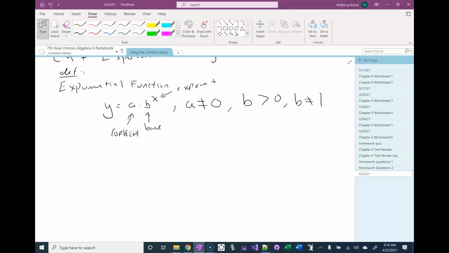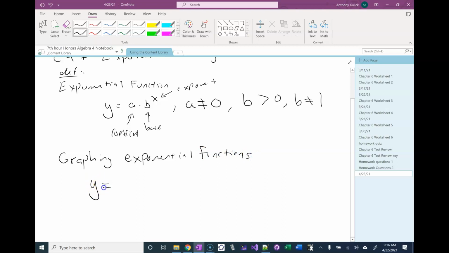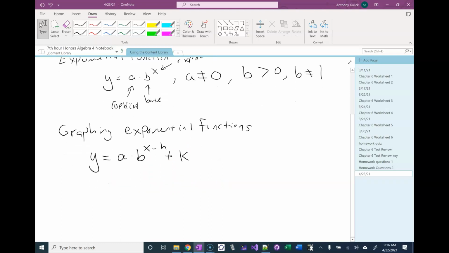So what we'll talk about here in this first section, we're going to talk about graphing exponential functions. And the general form for our exponential functions that we'll be graphing are of this form. So y equals a times b to the x minus h plus k.